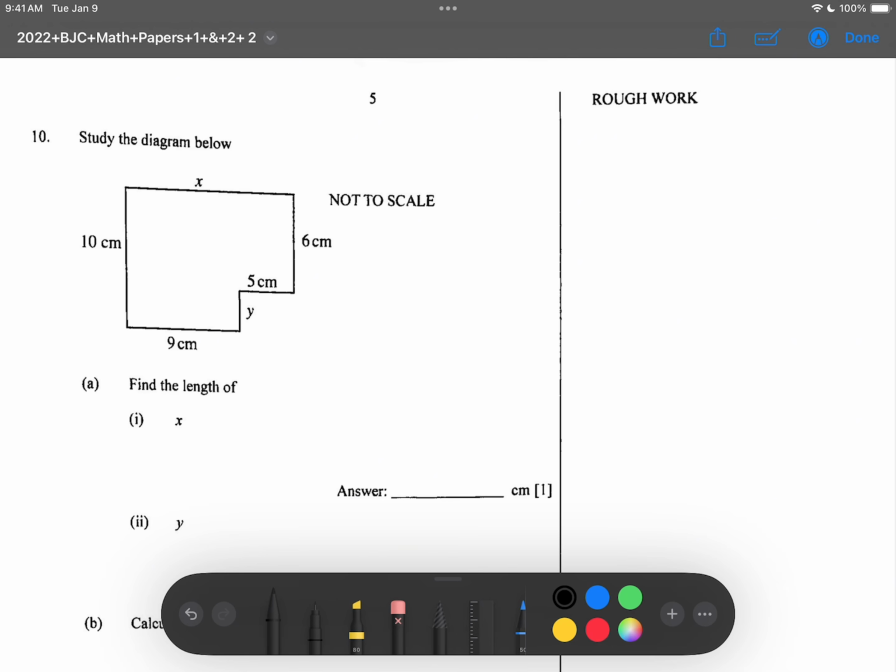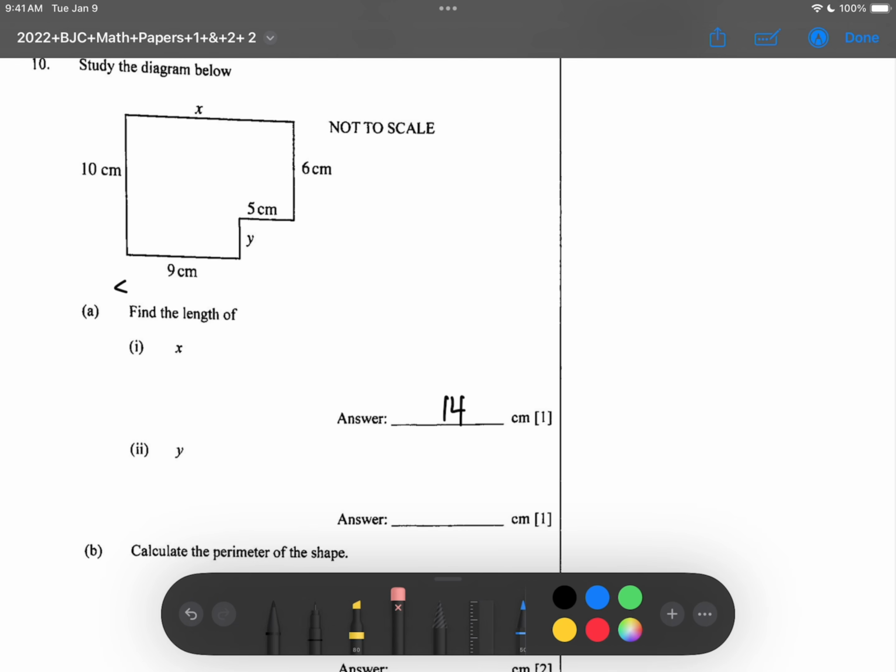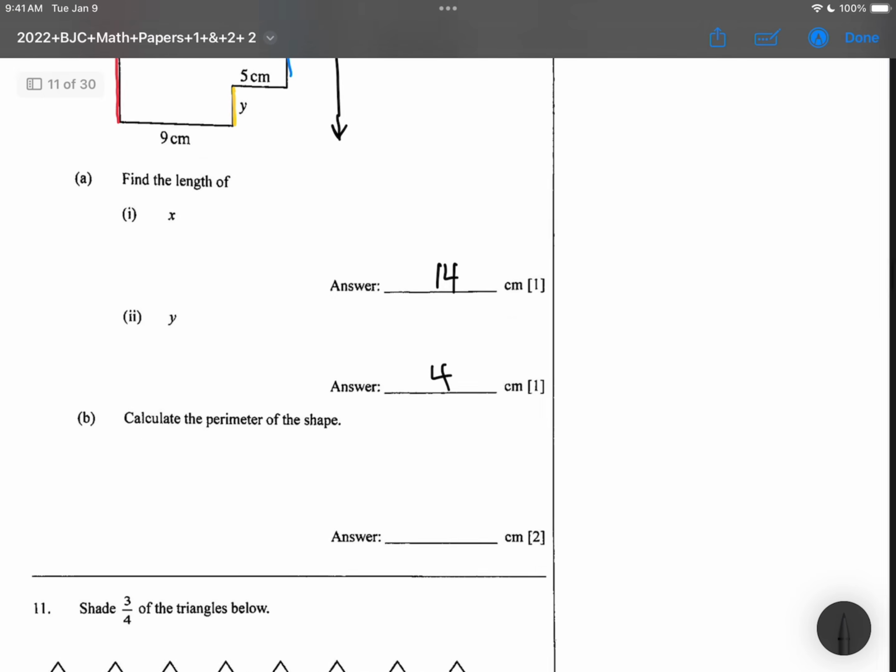Okay, all we have to do is look at our numbers going long ways, the length. We have a 9 and we have a 5. 9 plus 5 is 14. Now our y is going in the opposite direction, so we have to look at this way. We have a 6 and we have 10. If this whole thing is 10, and this is 6, you need to find the remainder. 10 minus 6 gives you 4.